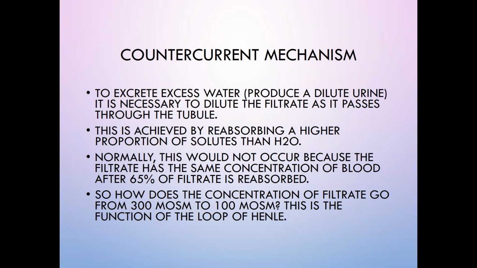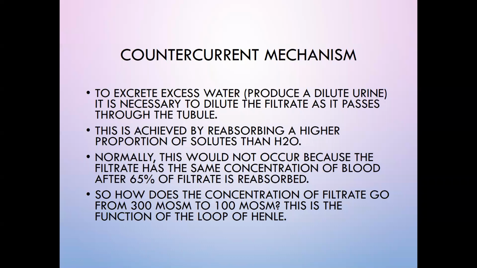We couldn't reabsorb more solute than water because the filtrate has the same concentration as blood after we've been through the proximal convoluted tubule. We're still at 300 milliosmoles. So how do you take more in when you're at equilibrium, or how do you dilute the urine when you're in equilibrium? So that's the function of the loop of Henle. So there are some interesting characteristics that we've looked at already. We took a look in lab, and some, not this last one, but the one before.